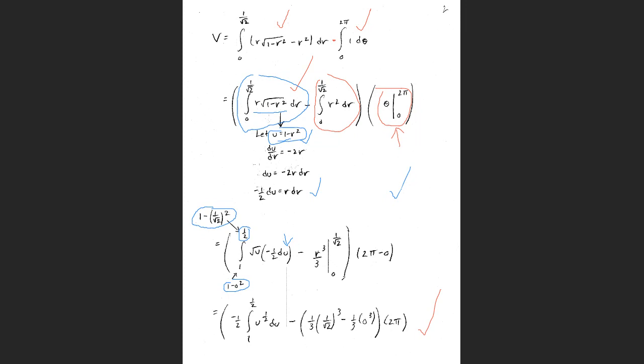So all that's left to do is to compute this little integral here. And the antiderivative of u to the half, you can get that. You know that. So I'll go to the next page, and the antiderivative of u to the half is 2/3 times u to the 3/2 power.